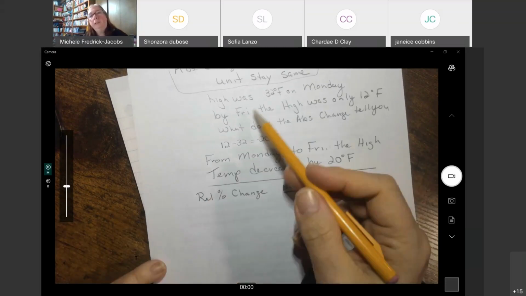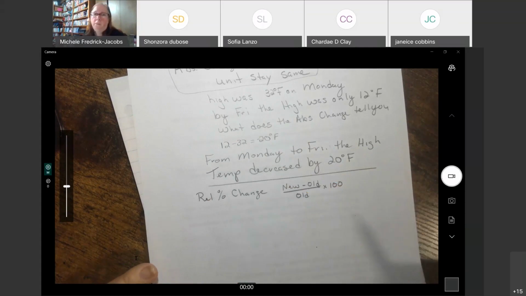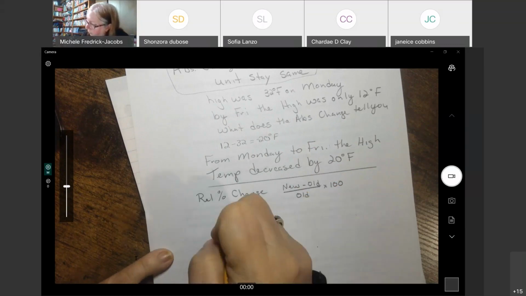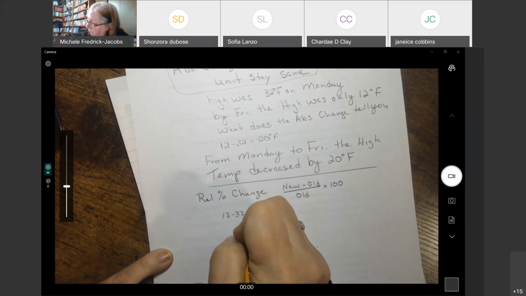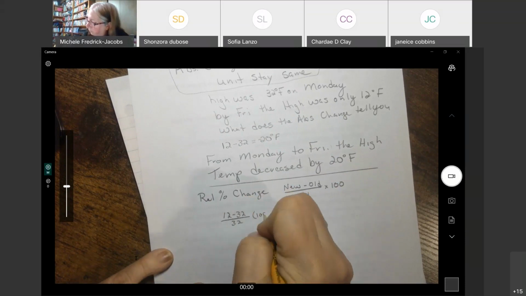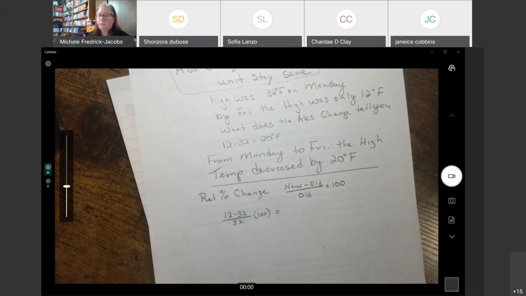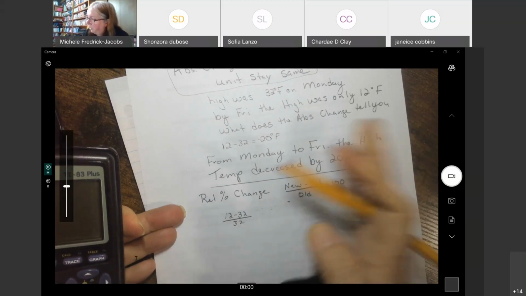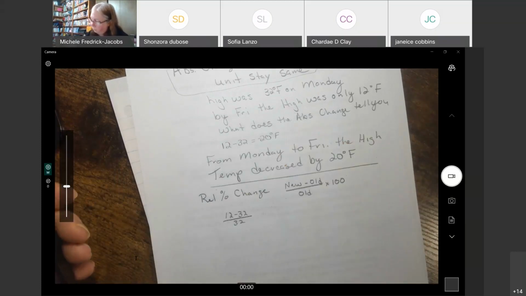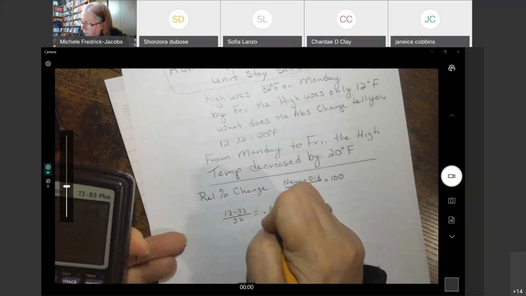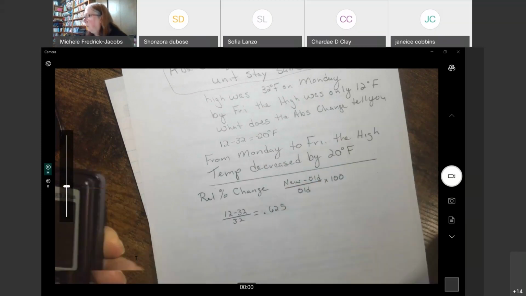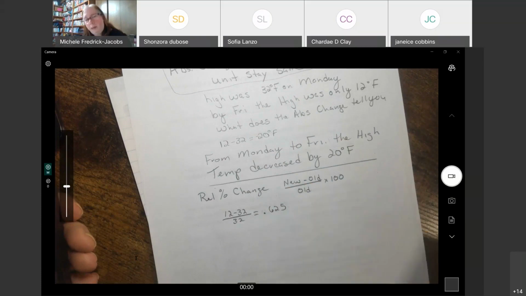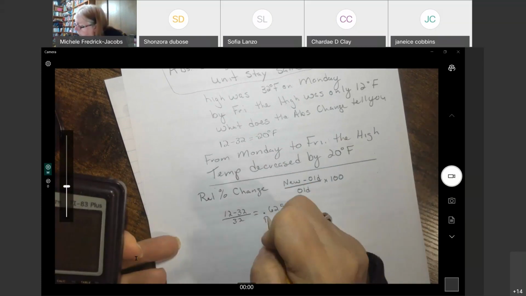Okay, so let's find the relative percent change for this one. That was 12 minus 32 over 32, times 100. I'm not going to put the 100 in. I'm going to show you both values. We'll do the 100 next. So that's 20 divided by 32. So it changed at a rate of 0.625. This would be relative change.